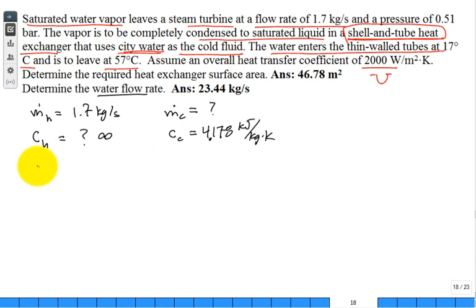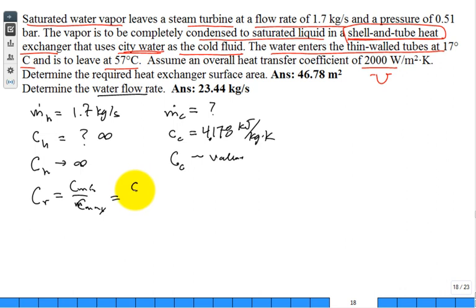So, okay, if C of the hot goes to infinity, and C of the cold is some value, what is C_R? Well, it's the minimum divided by the maximum. Now, I didn't say the minimum goes to 0. It's some constant. But what does the maximum do? So what does C_R do? It goes to 0. You have to make that observation, right? Okay.